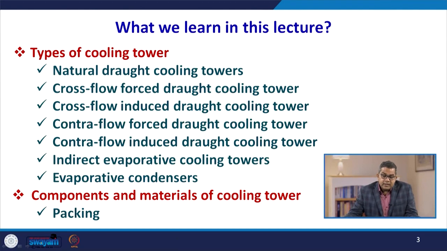Since we discussed the importance and the various theoretical aspects of cooling tower, the time has come that we discuss the different types of cooling tower. There are various types: natural draught cooling tower, cross flow forced draught cooling tower, cross flow induced draught cooling tower, contra flow forced draught cooling tower, contra flow induced draught cooling tower, indirect evaporative cooling tower, then evaporative condensers. Then we will discuss the various components and materials for cooling tower, including the packing.